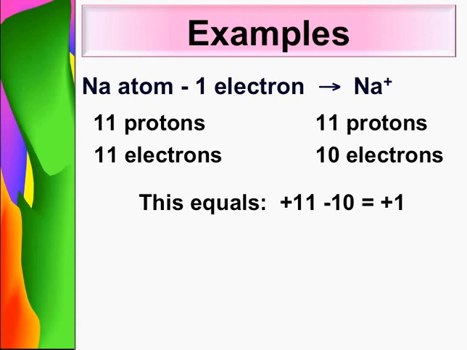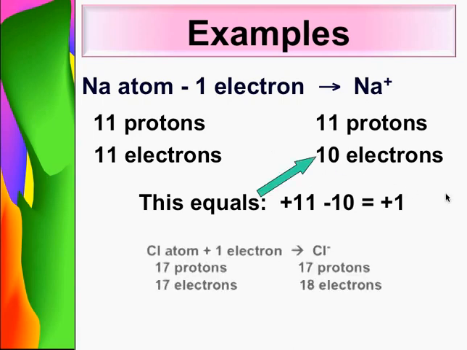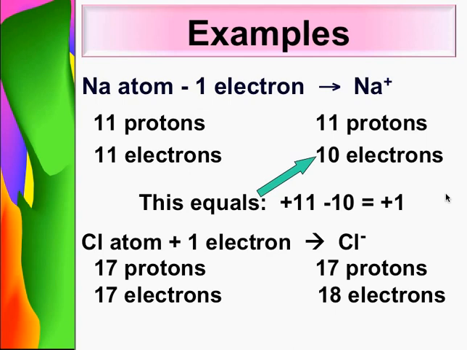Another example would be sodium. Sodium likes to lose 1 electron, so it'll have 11 protons and 10 electrons and a +1 charge. Chlorine is just the opposite. It likes to gain an electron, so it has a -1 charge.